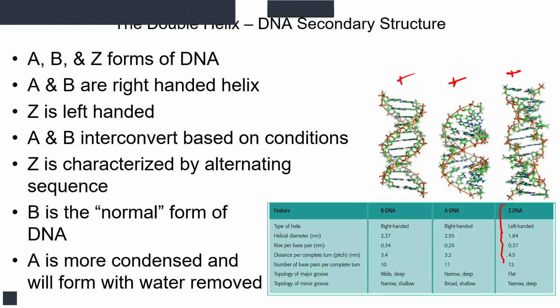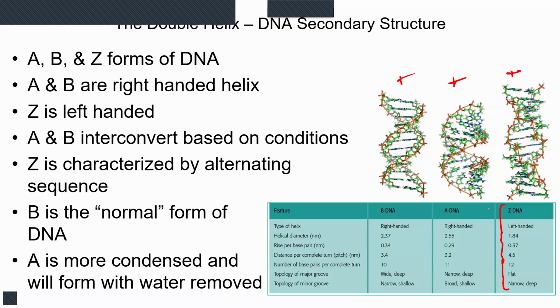One of the other important components of Z form DNA is that it has a pattern. It's always going to have a purine, pyrimidine, purine, pyrimidine pattern. So A and B form DNA are not going to freely interconvert from B to Z or A to Z. In order for that to happen, there would have to be changes in the sequence of DNA. So Z form DNA is going to be coded differently than A and B form DNA.